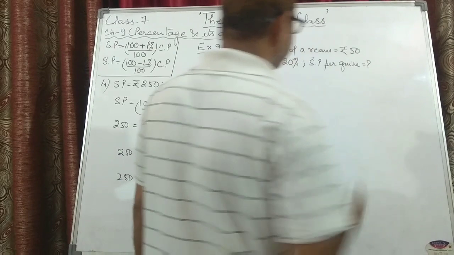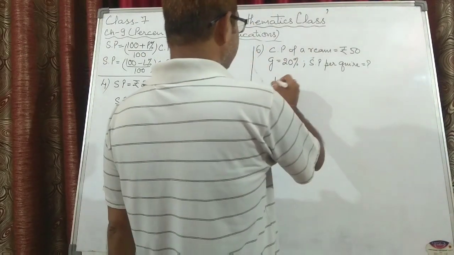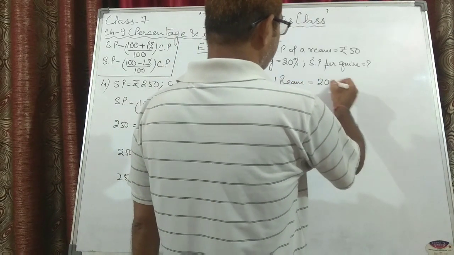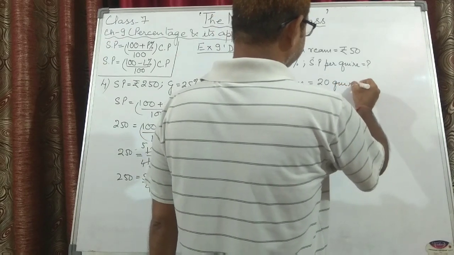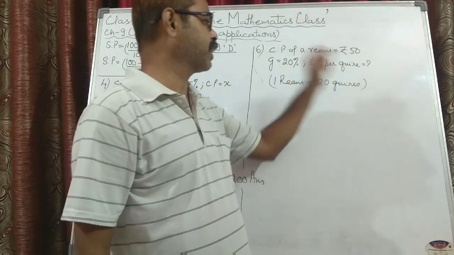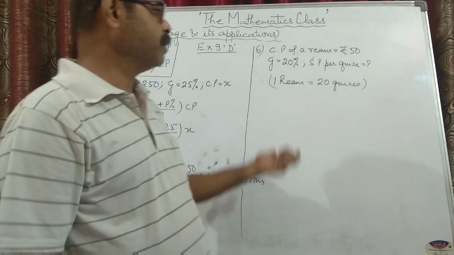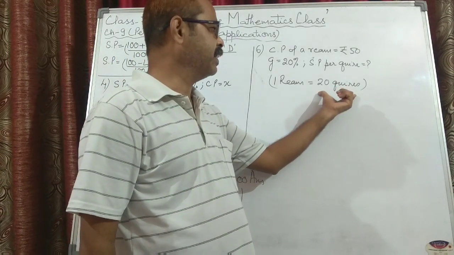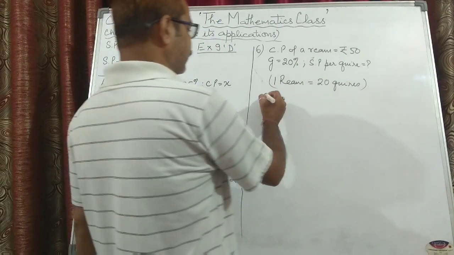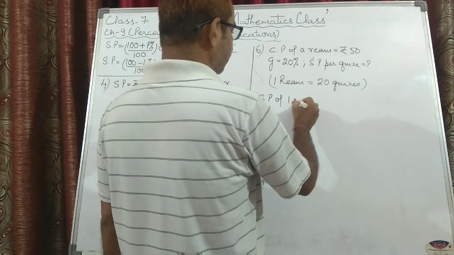Now what is the relation between a ream and a quire? We know that one ream of paper is equal to 20 quires. It means we have to find the selling price per quire. So first we will find the selling price of the ream and then we can divide it by 20, because one ream is equal to 20 quires. So first we'll find out the selling price of one ream.